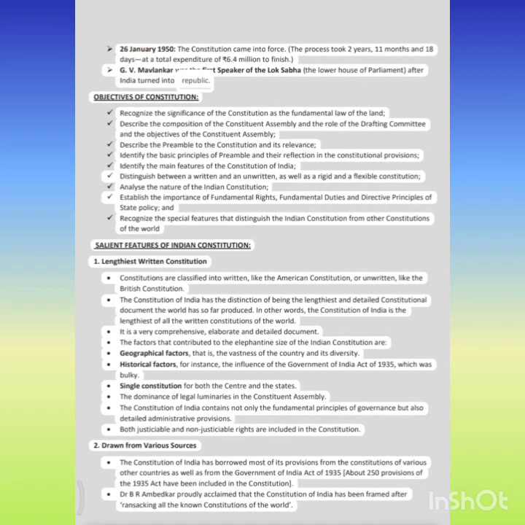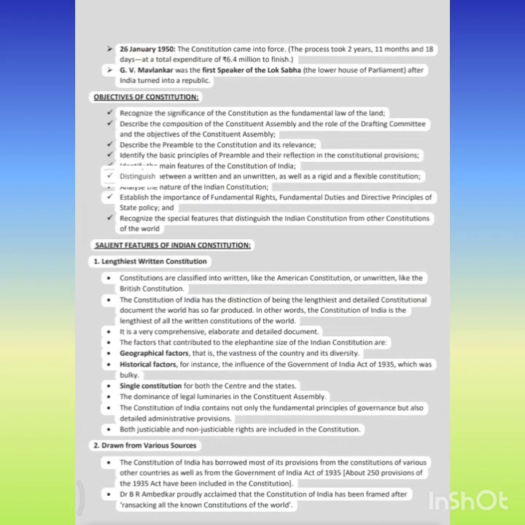Objectives of the Constitution. Recognize the significance of the Constitution as the fundamental law of the land. Describe the composition of the Constituent Assembly and the role of the drafting committee, and the objectives of the Constituent Assembly. Describe the preamble to the Constitution and its relevance. Identify the basic principles of the preamble and their reflection in the constitutional provisions. Identify the main features of the Constitution of India.